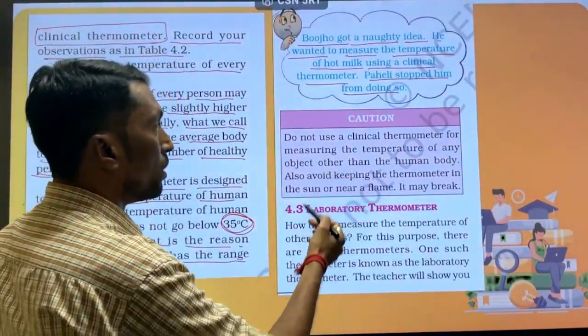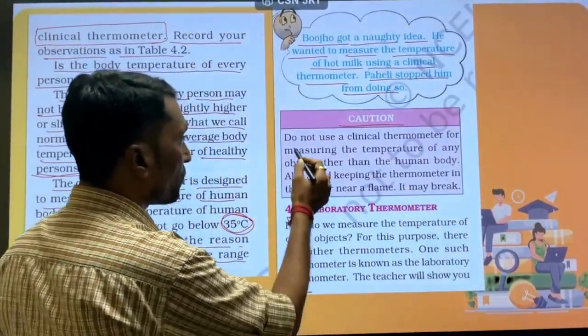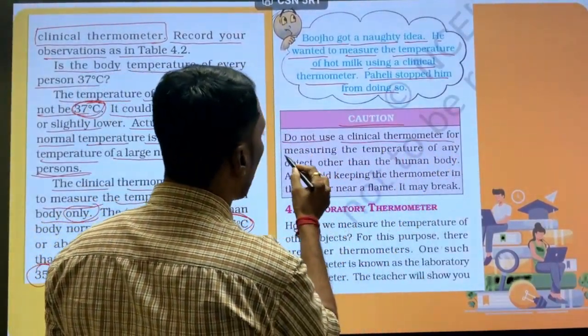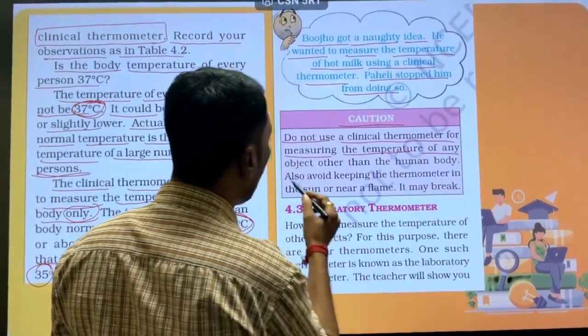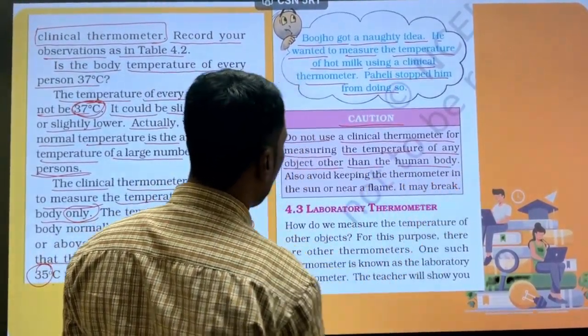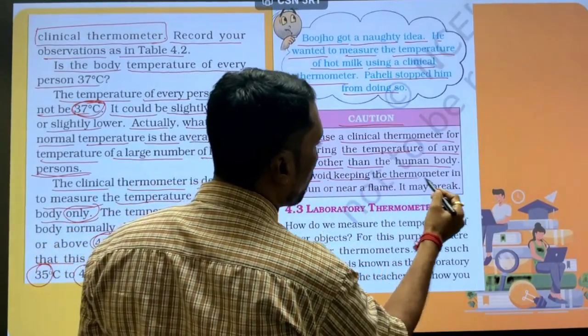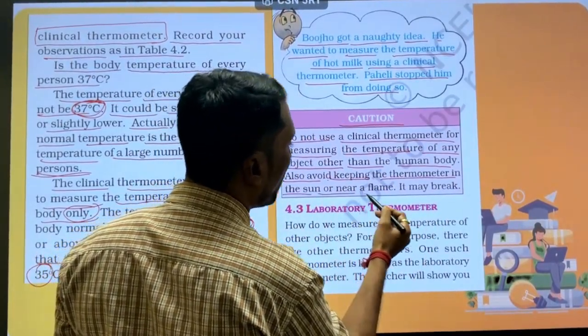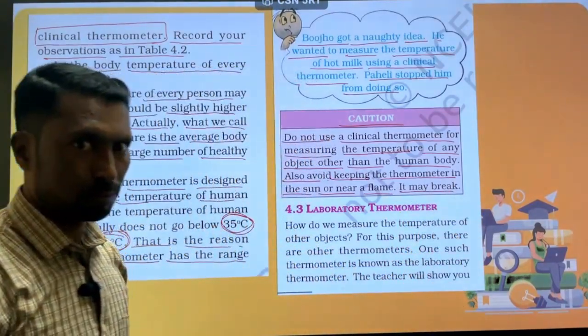Okay, precautions have to be taken. Do not use the clinical thermometer for measuring the temperature of any object other than the human body. Also avoid keeping the thermometer in the sun or near the flame. It may break because it's made from glass.